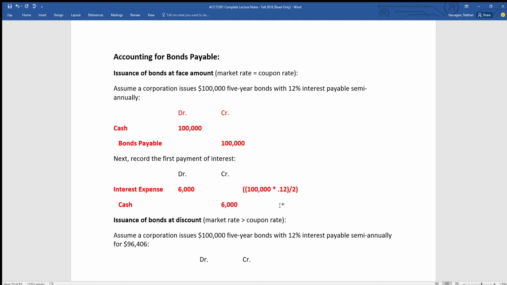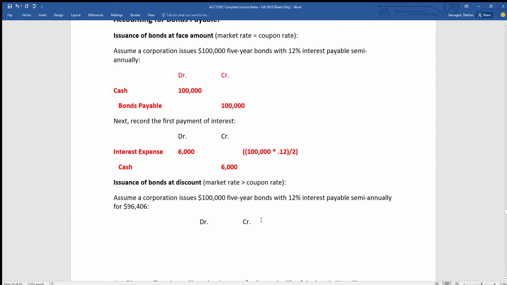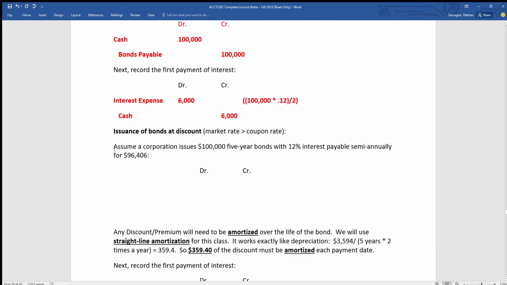Now, when the discount happens, remember this is when the market rate is greater than the coupon rate. You're going to notice that we've issued it for less than face value, or less than 100%. So we assume the corporation issues a 100,000 5-year bond with 12% interest. This time, it sells for 96,406.